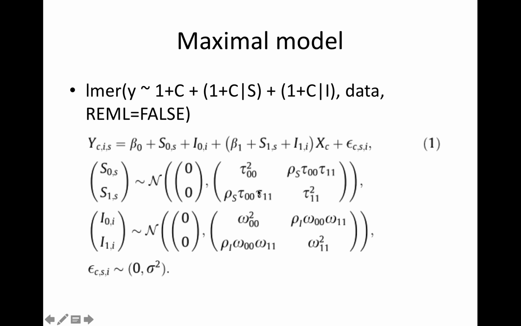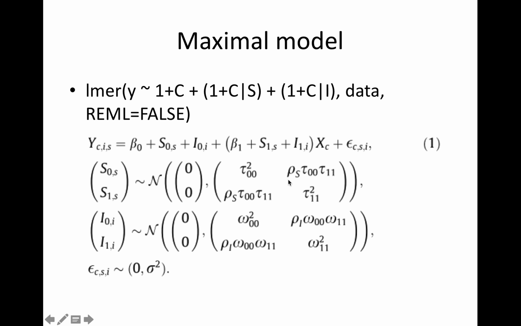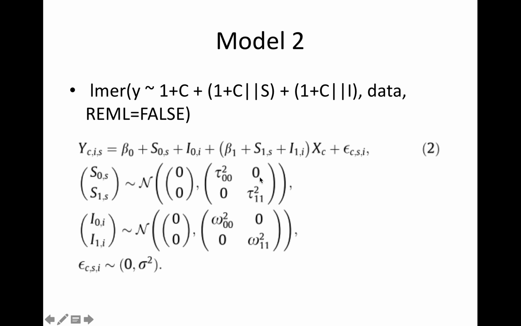And you see that we have a lot of parameters here. We have not only the variances, but we have the covariances for both the item and subject, the covariances between the slopes and the intercepts. Okay, so this is the maximal model. They took it back a notch by assuming the correlations were 0. So basically, this rho term was 0, which wipes out everything. So this is model 2.